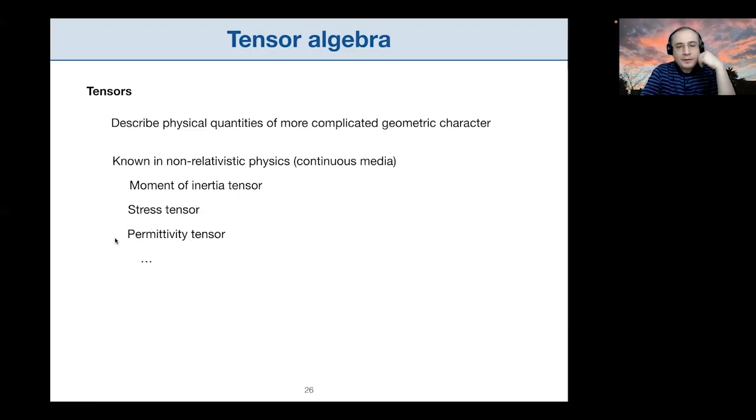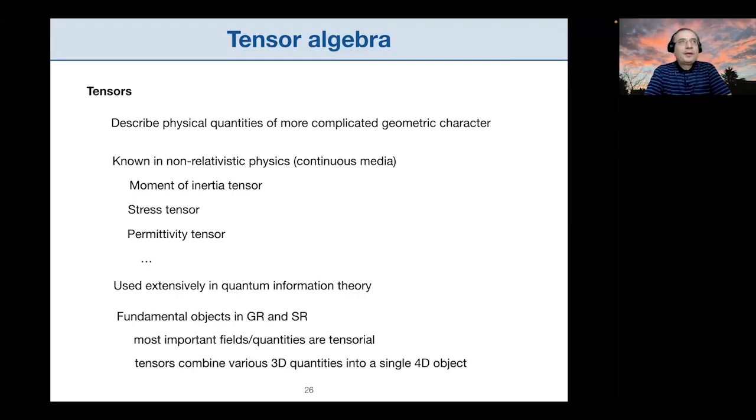Okay, there is also the permittivity tensor describing the electric properties of an anisotropic medium in electromagnetism, and there are many, many more. Tensor products are also used quite a bit in quantum information theory to describe systems composed of smaller subsystems. But in GR, they play, I would say, an even more fundamental role. Basically, all important quantities we will discuss in this lecture are of tensorial nature, all most important fields.